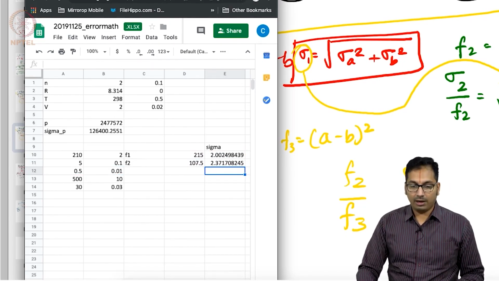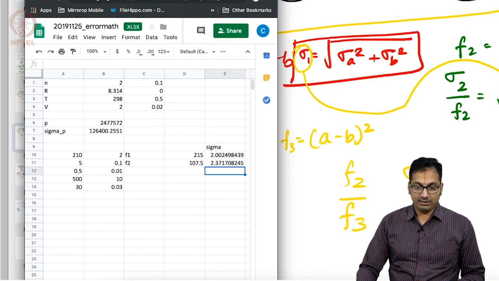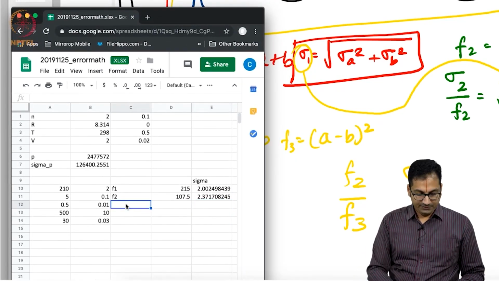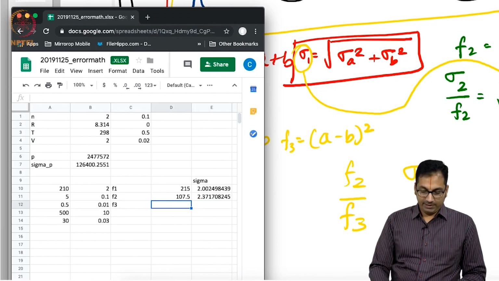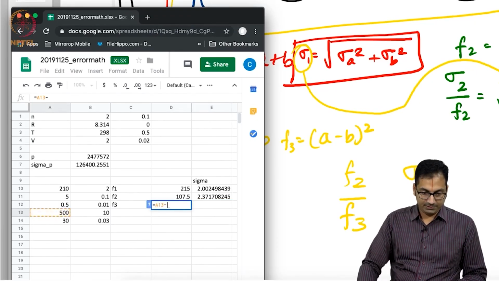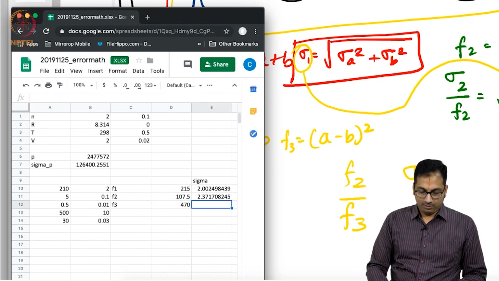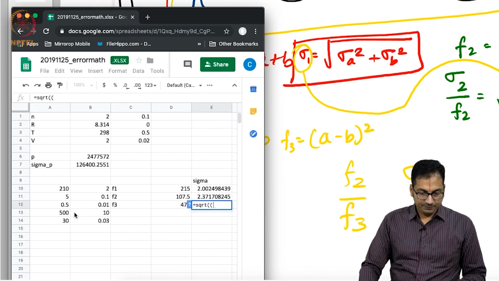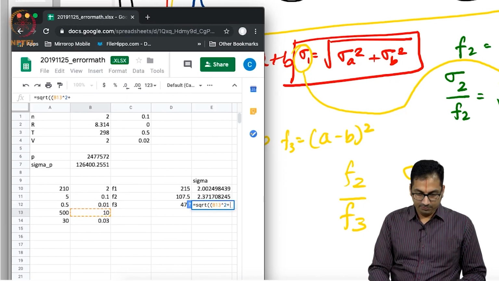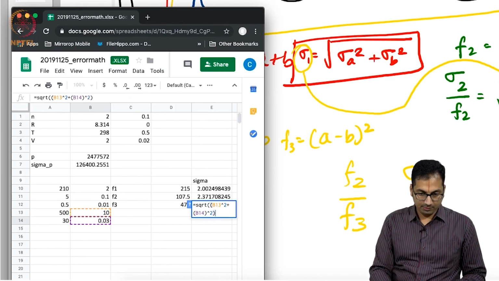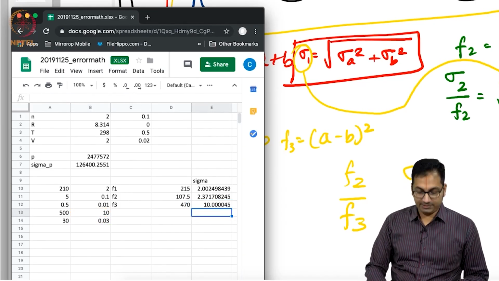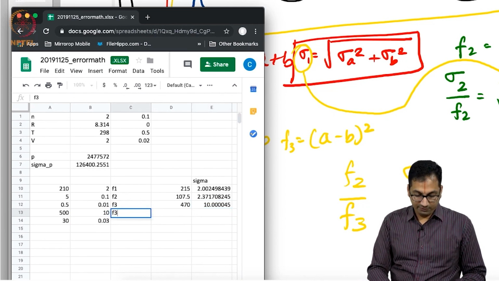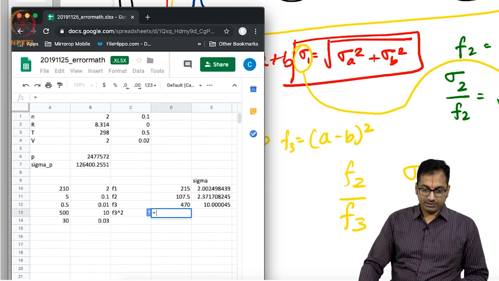Alright, so now those two are done. The next thing that we need to calculate is the denominator, and the denominator is what we called F3, right, in the last class. So F3 is going to be given by 500 minus 30. Of course, the error here is going to be the square root of the square of the deviation in 500 plus the square of the deviation in 30. So that becomes 470 plus minus 10, and I would like to remind you, you need to have an F3 square. So that is going to be nothing but the square of this value.